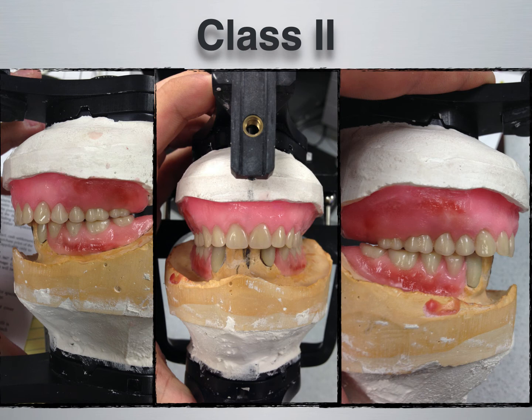We can see here in the images of the lateral views that the mesial buccal cusp is anterior to the buccal groove of the mandibular first molar, right? And we have a severe overjet, right? That's definitely a sign that this is a class 2 occlusion.